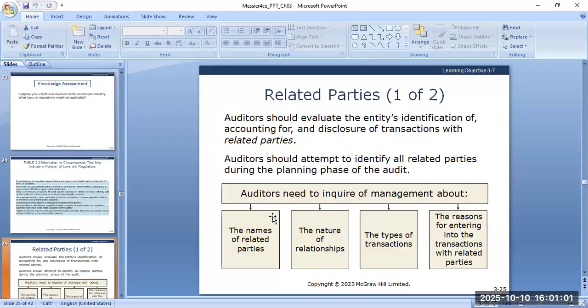Related parties, we should evaluate the entity's identification of, accounting for, and disclosure of the transactions with related parties. Now, auditors should attempt to identify all related parties during the planning phase of the audit. What that means is we're trying to assess if there's anything close to anything which is related to related parties in the process of planning the audit.